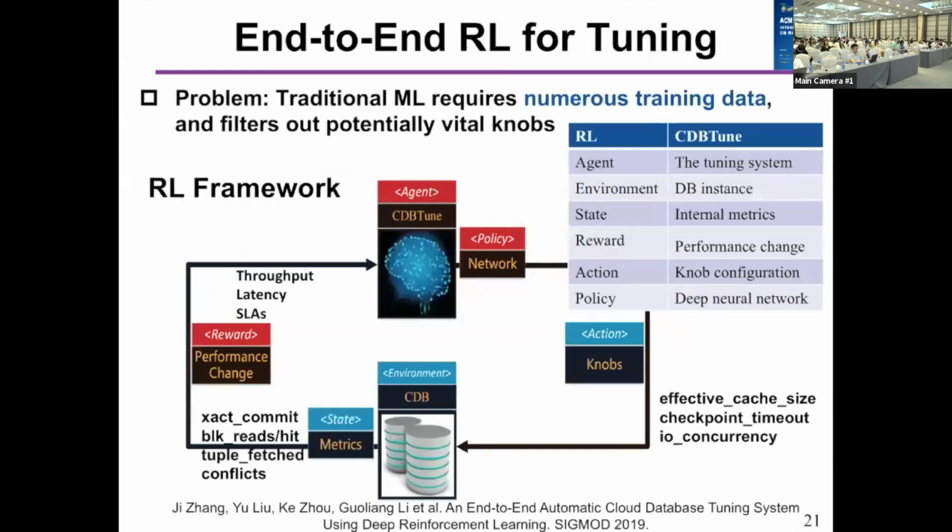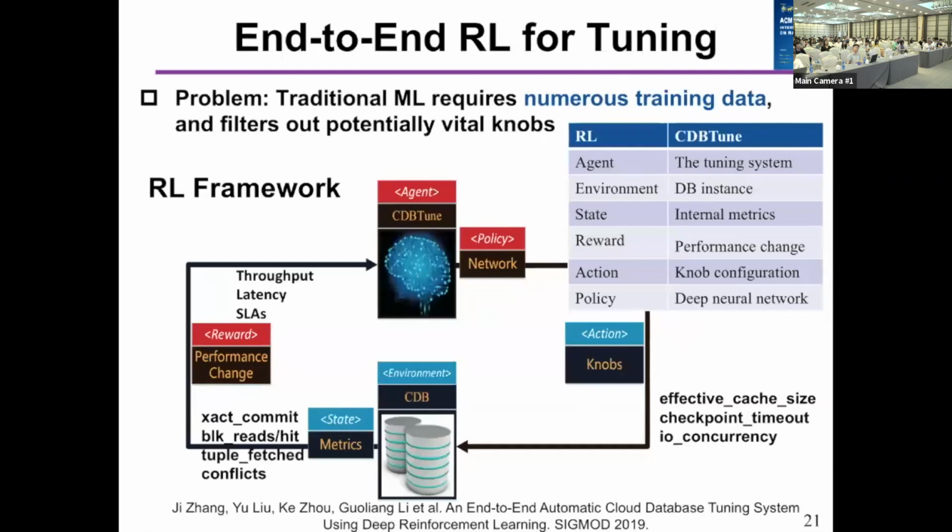The next method is end-to-end reinforcement learning for tuning. The basic idea is that we want to utilize reinforcement learning to tune the knobs. Given a database system, we have a tuning agent. This is our tuning algorithm. The tuning agent will apply some action. The action means that we want to increase the value of a knob or decrease the value of some knobs.